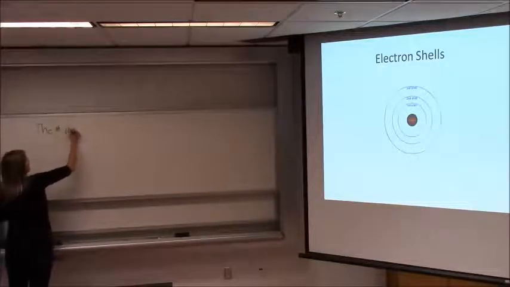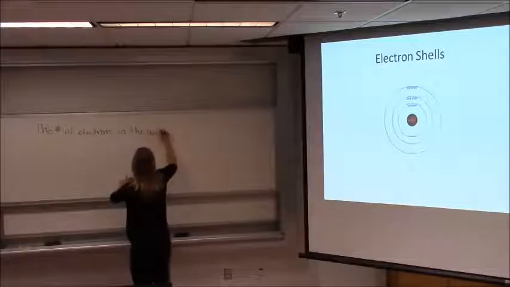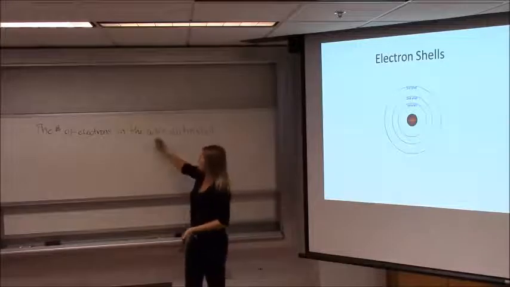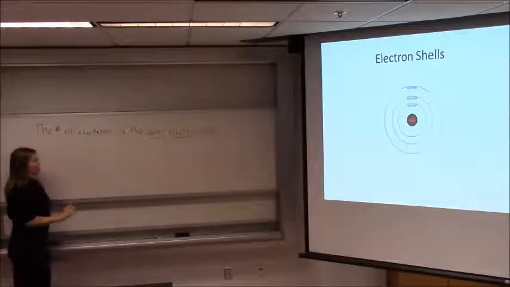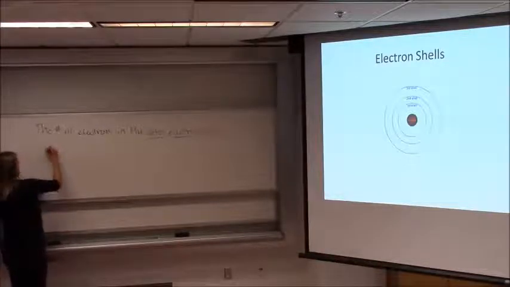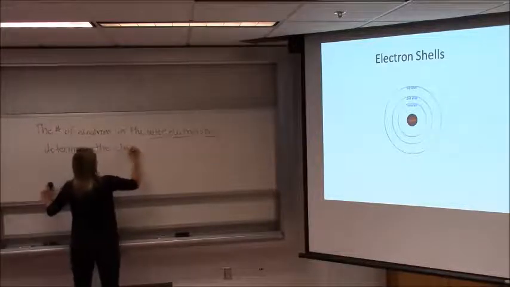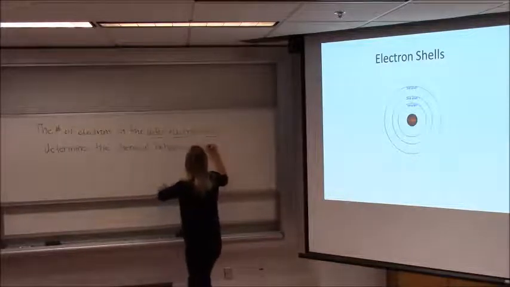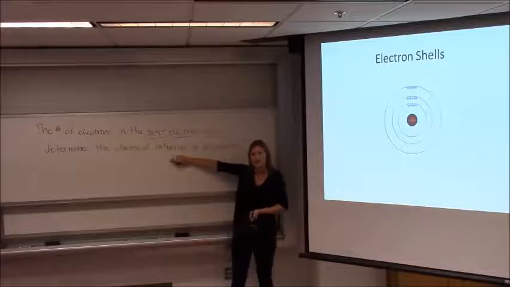The number of electrons in the outer electron shell. So this is obviously something I'm going to have to define for you. It's the number of electrons in the outer electron shell that determines the chemical behavior of an atom. Chemical behavior. That's a big deal.